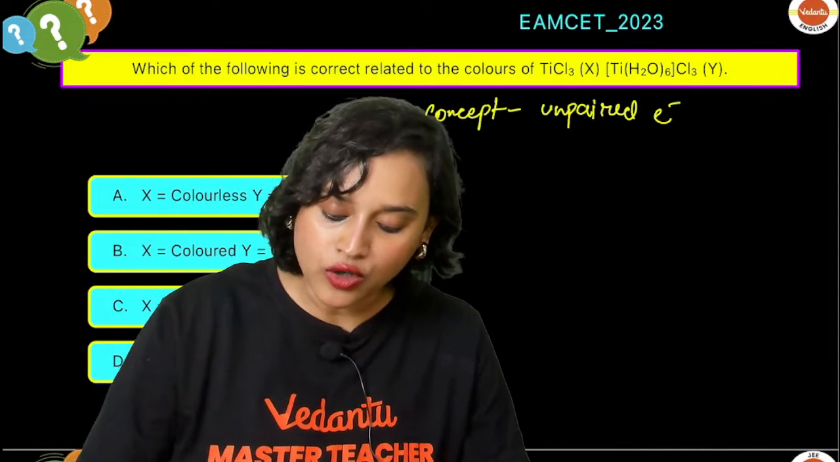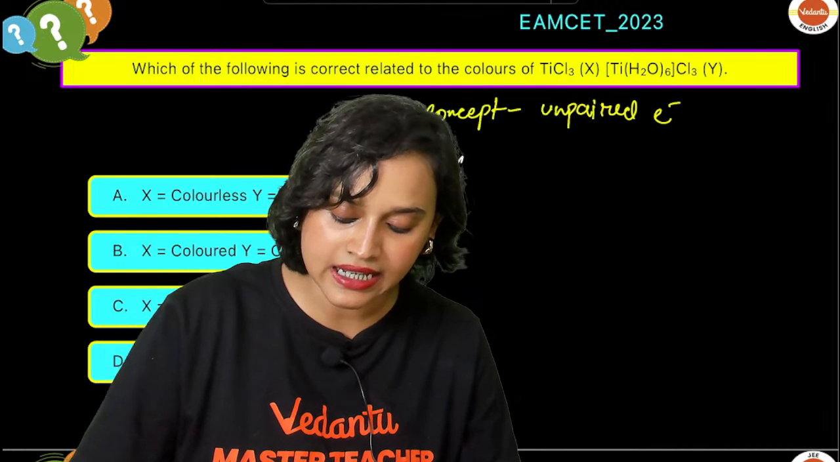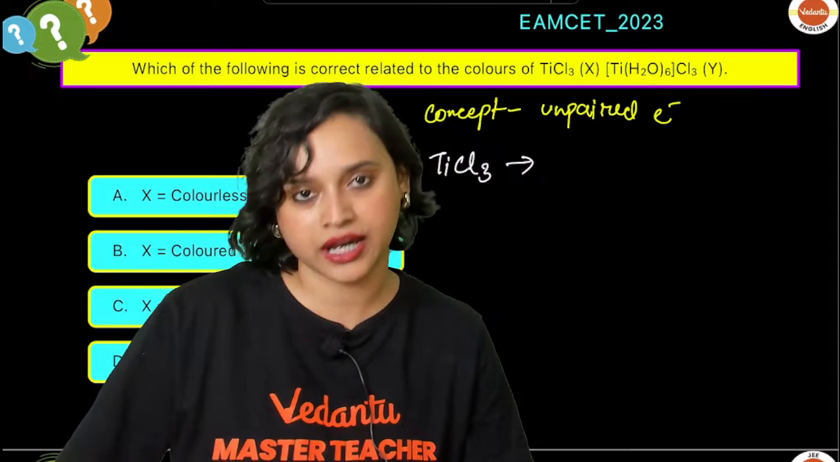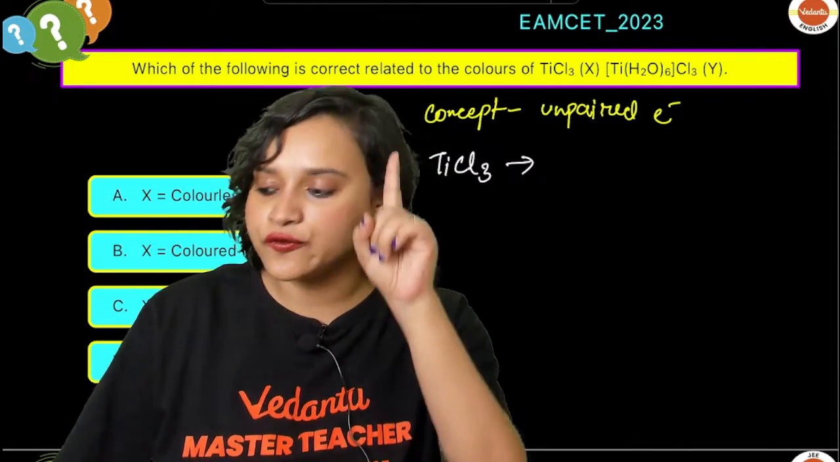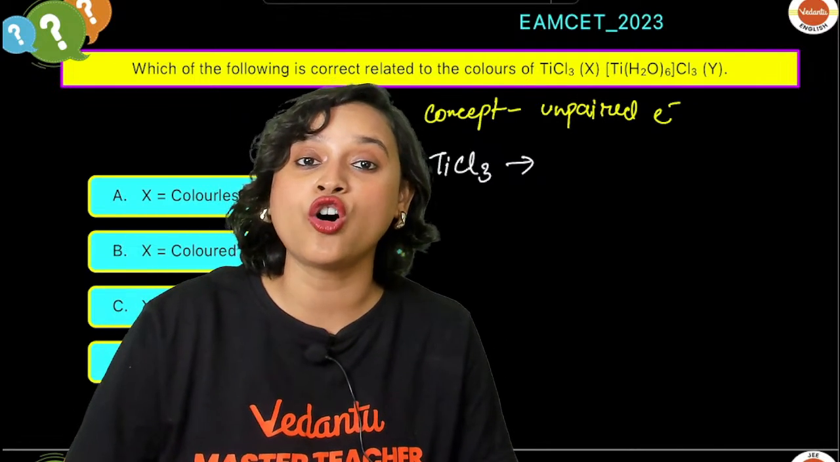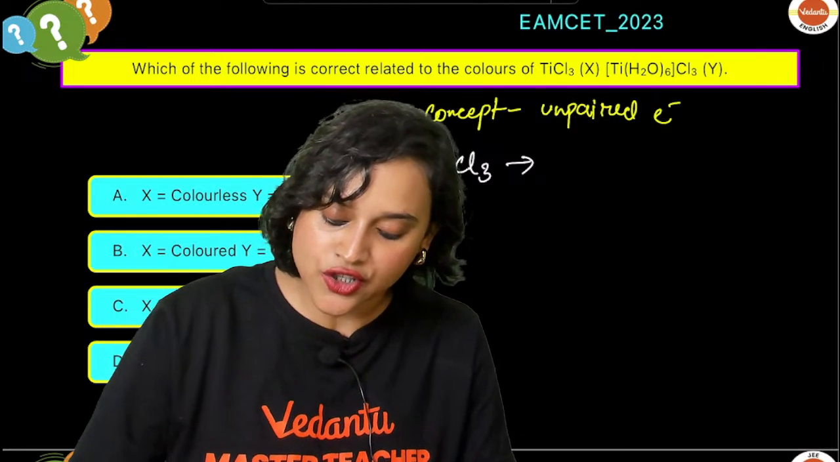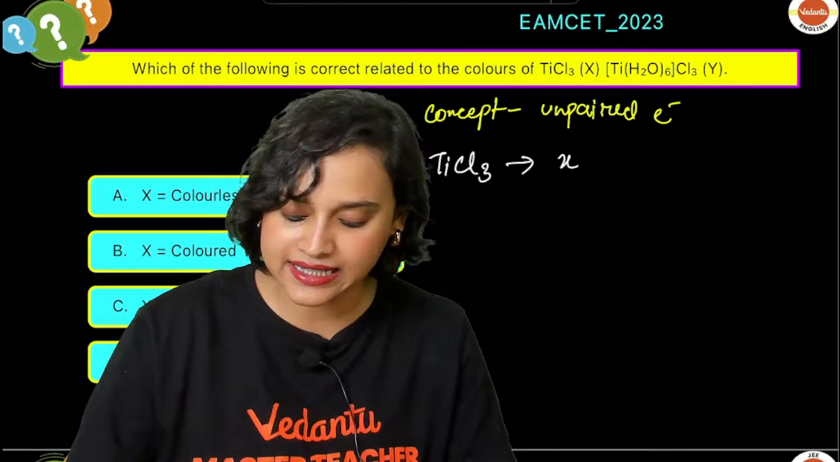So now let us take a look at the first compound, which is TiCl3. How do you find out how many unpaired electrons are there? The first thing that you are going to do is find the oxidation state. So let us say that X is titanium. X is titanium.